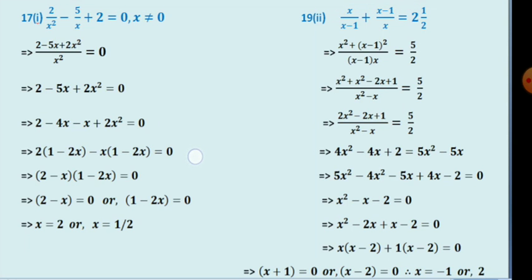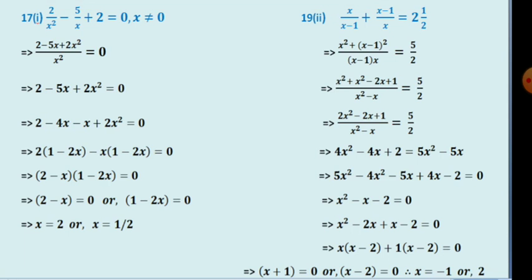So pairing the first two terms, we can take 2 common. So what is left is 1 minus 2x in the bracket. From the third and the fourth term, we can take minus x common. So we have 1 minus 2x in the bracket, which is equal to 0. So one of the terms is 2 minus x and the other is 1 minus 2x, which is equal to 0. So 2 minus x equals 0, therefore the value of x is equal to 2. And 1 minus 2x equals 0, therefore the value of x is equal to half.